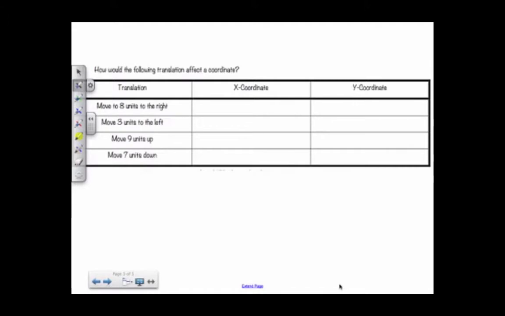Okay, so on your chart on your paper, it asks you, how would the following translation affect a coordinate? Don't forget that when you have your graphs, this right here is your x-axis, and this right here is your y-axis. So if I were to move 8 units to the right, I would move along the x-axis, which means that it would affect my x-coordinate by adding 8. Since I'm going to the right, that's the positive side. So I'm going to say plus 8 right here. Now, how would it affect my y-coordinate? I'm not going up or down at all, so it doesn't affect my y-coordinate at all. So I'm just going to put a line through it to indicate that it doesn't affect it.